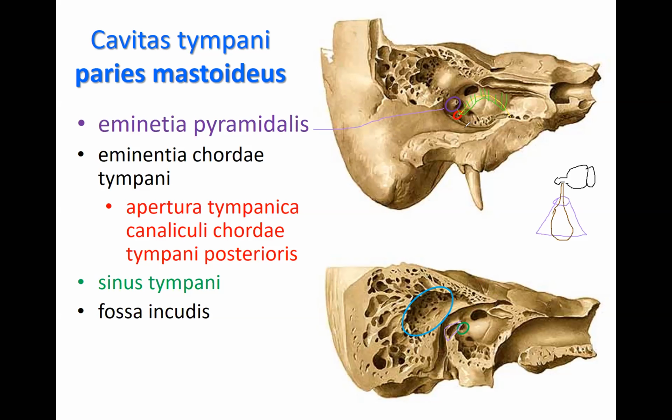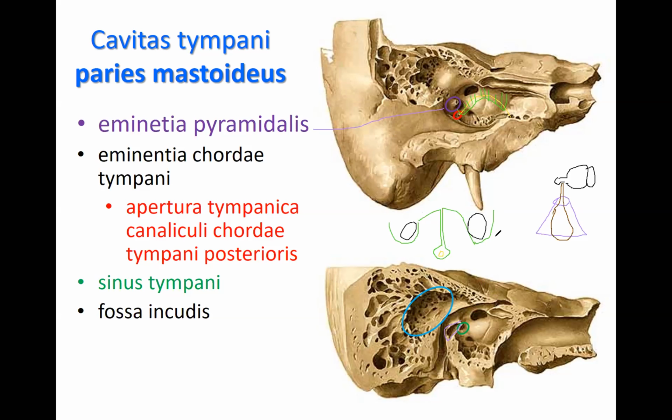So on the section, then it looks like this. Yeah? It's something like a mesentery. You have the chorda tympani here, and there's a fold, a mucous fold, yeah? And the fold continues then on the bones. So you have then the bones, the malleus and the incus here. And they are, of course, covered by the mucosa as well.